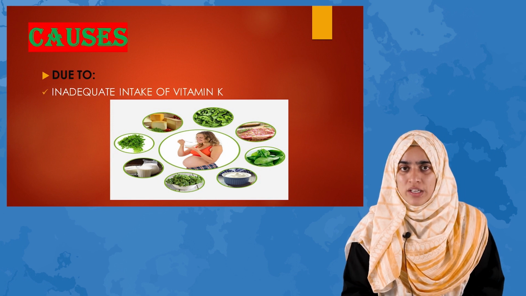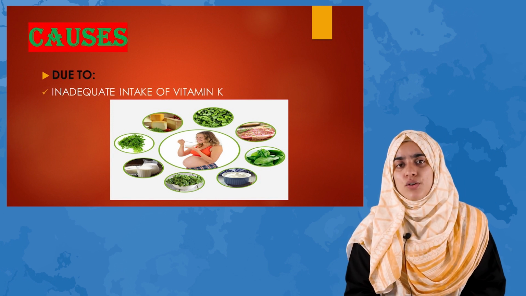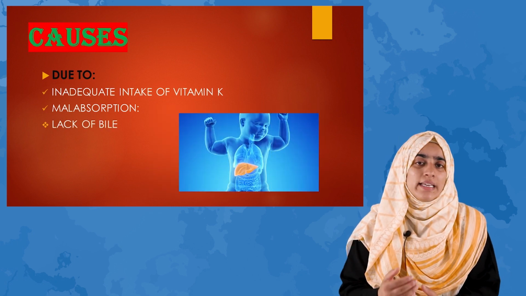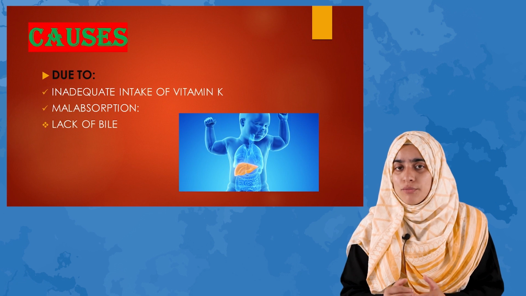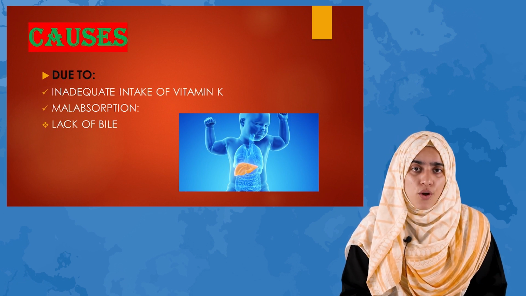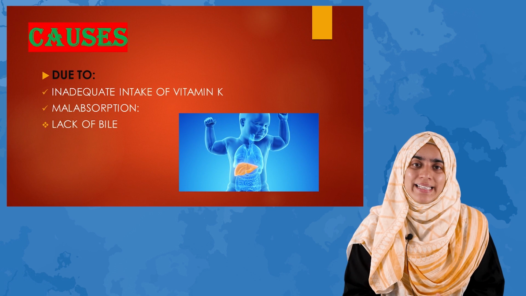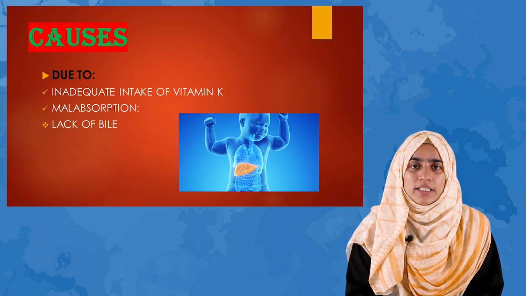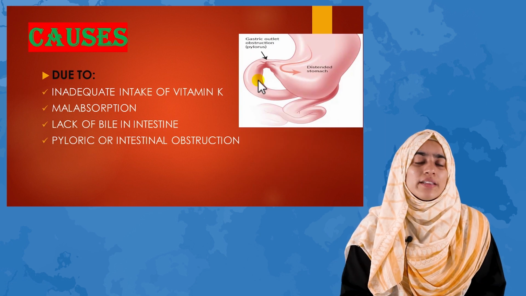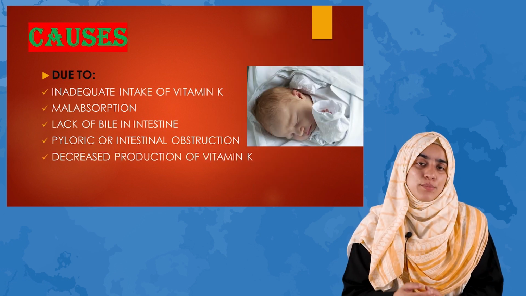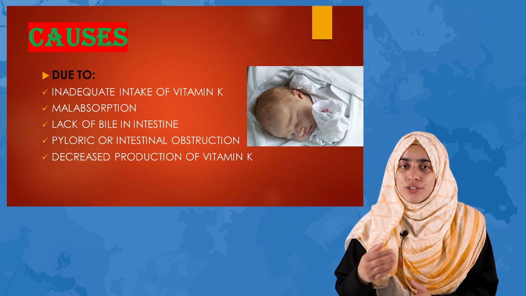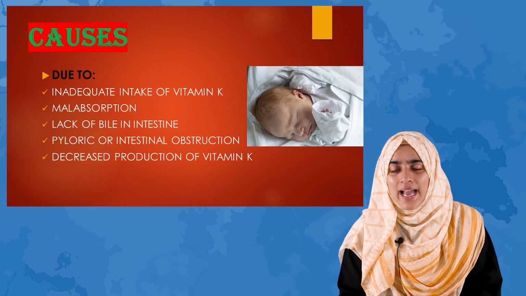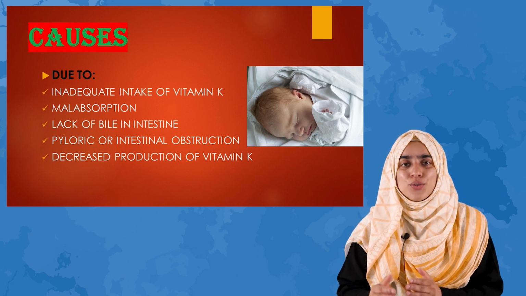Such infants will have low levels of prothrombin. The next cause can be malabsorption. Inadequate absorption of vitamin K may result from a lack of bile in the intestine, due to defective secretion of bile from the liver, or when there is pyloric or intestinal obstruction. This malabsorption can also be due to decreased production of vitamin K in the intestines, as seen in a condition called Crohn's disease.